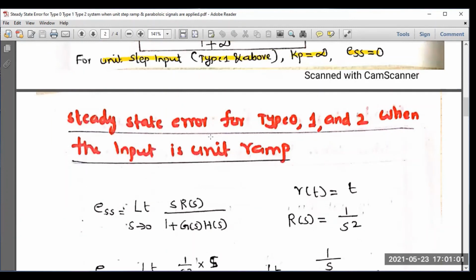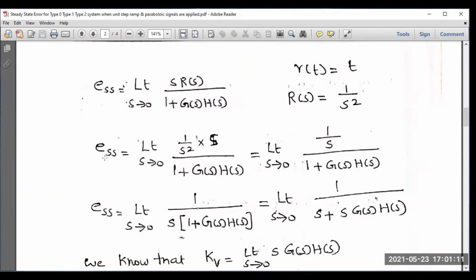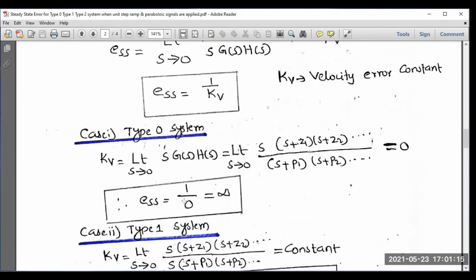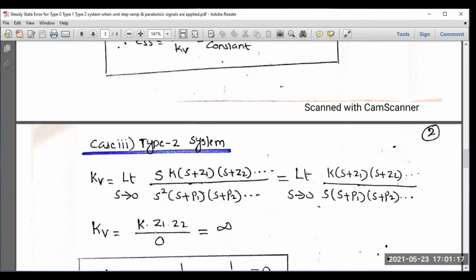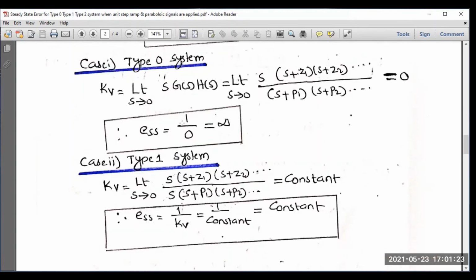In the next part, I discussed steady state error for type 0, type 1 and type 2 when the input is unit ramp. First of all, I made a general expression for steady state error, that is equal to 1 by Kv. For type 0, type 1 and type 2 systems, I computed the value of Kv. Later, I substituted in the general expression for steady state error. So I have got different conditions.